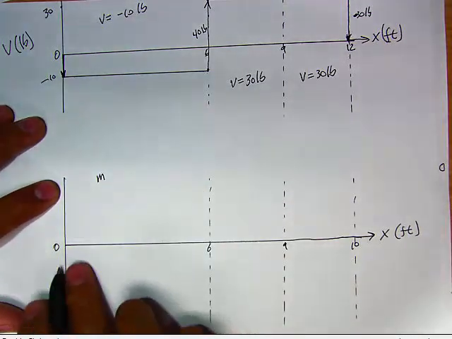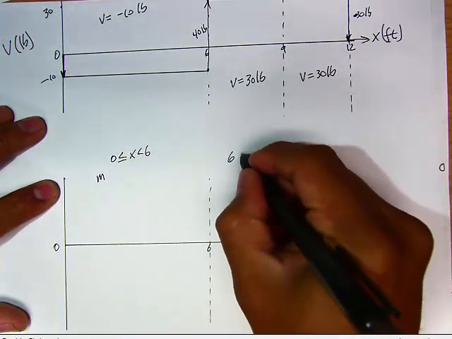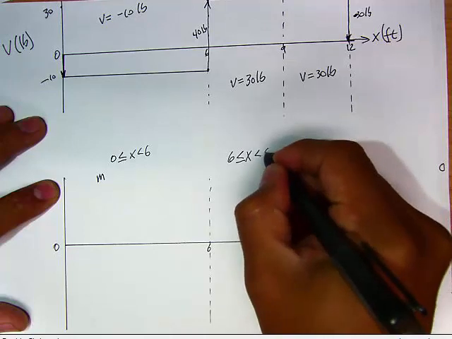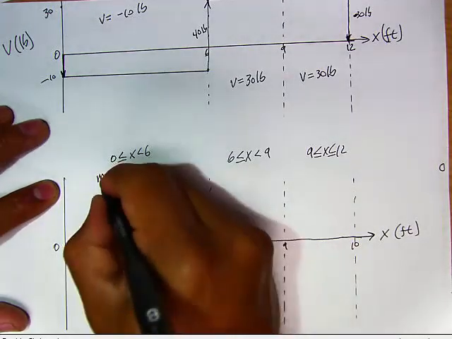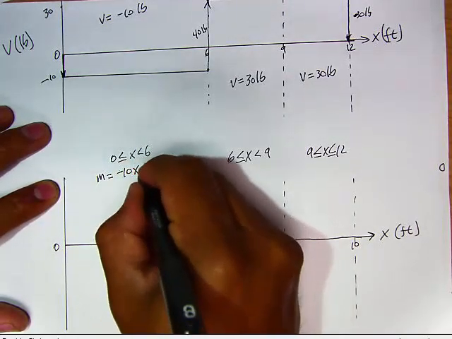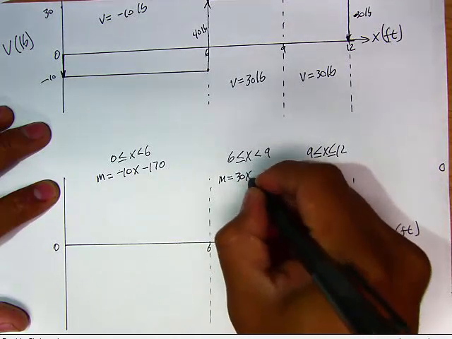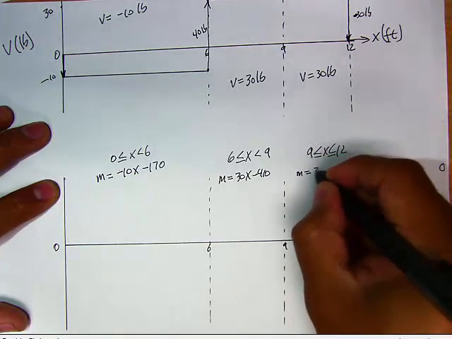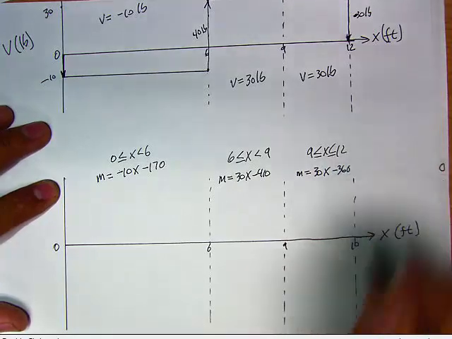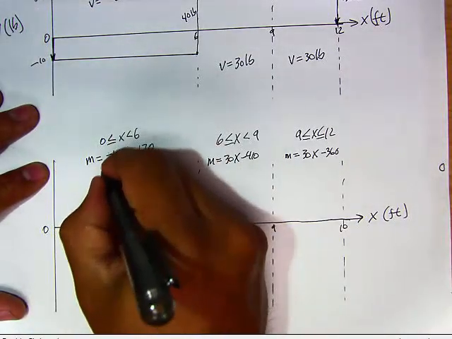Between 0 and 6, this is 0 to 6, this is 6 to 9, and this is 9 to 12. This is M equals negative 10x minus 170. This is M equals 30x minus 410. And this last one is M equals 30x minus 360. All of these are negative numbers, so I can actually create tables right above it.